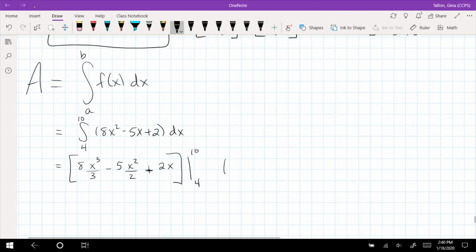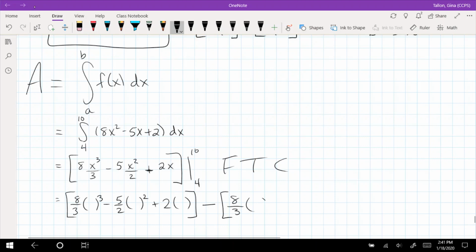This is the fundamental theorem of calculus coming up right here, these two steps together. So this is equal to big bracket 8 over 3 times something cubed minus 5 over 2 times something squared plus 2 times x. Close your bracket, minus, let's do it again for our lower limit, 8 over 3 times something cubed minus 5 over 2 times something squared plus 2 times something. All right, what number goes in my first set of brackets everywhere? It's the upper limit up here, this 10.